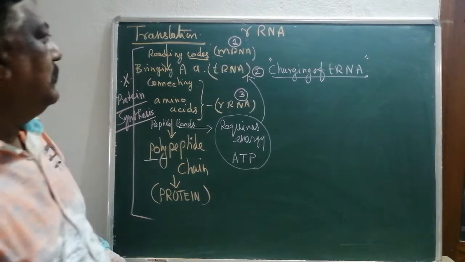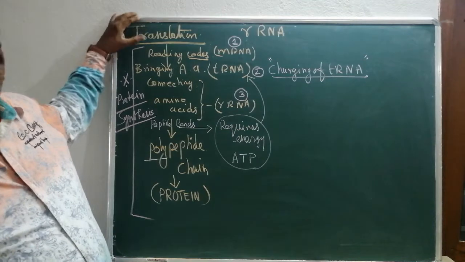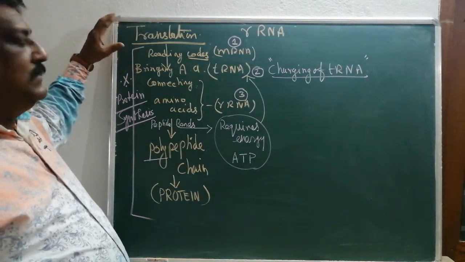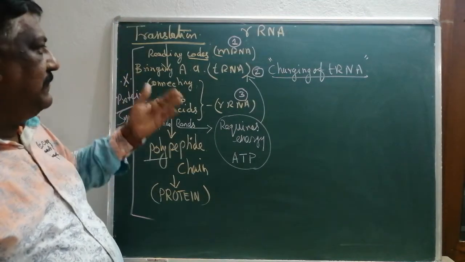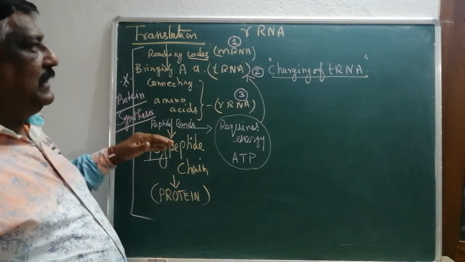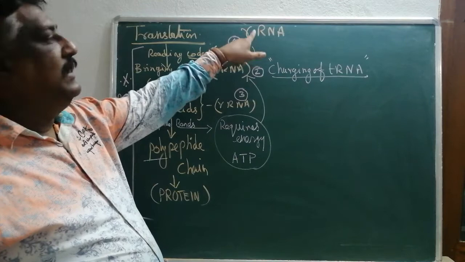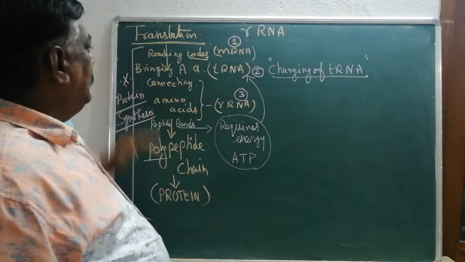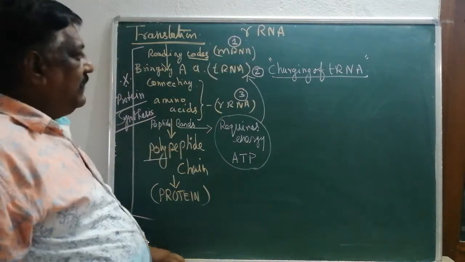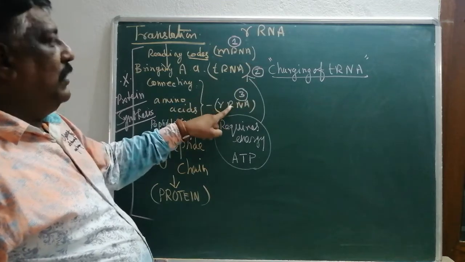Now we are going to see about translation. This is the next process. First is transcription, formation of mRNA. Then we have seen how tRNA is formed. Now we are going to see about rRNA, the involvement of rRNA. When you see this, you will find three steps involved.